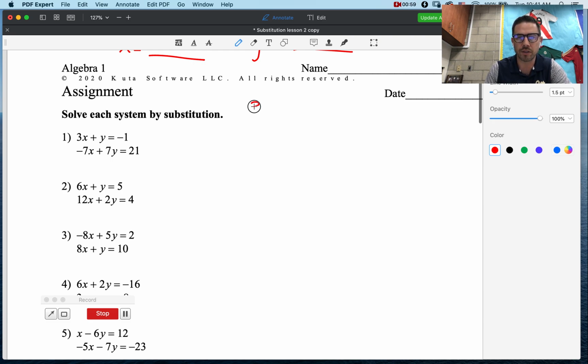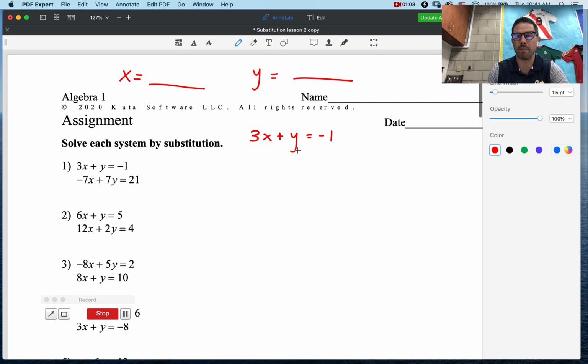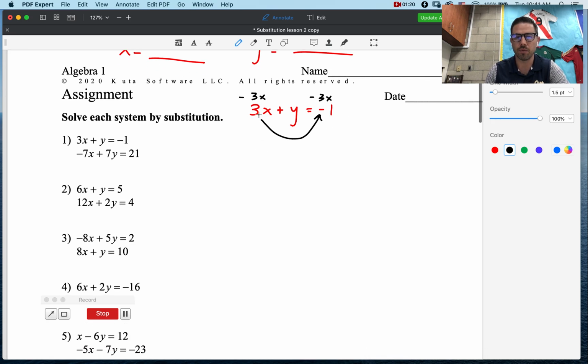Okay, so watch this. 3x plus y equals -1. And what I want to do is get this y by itself. So let's move this 3x to the other side. We'll say minus 3x, minus 3x, and watch what happens. We end up with y equals -3x minus 1.